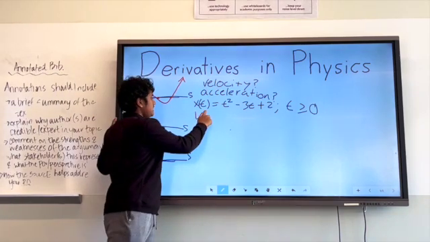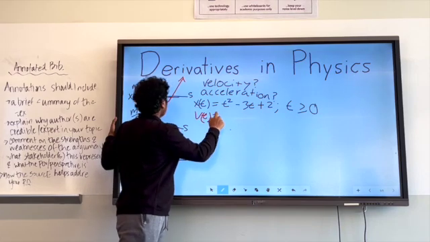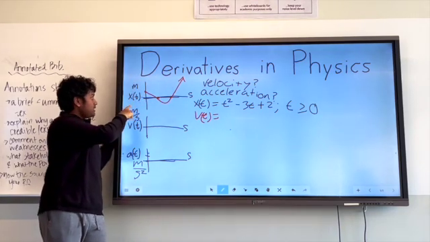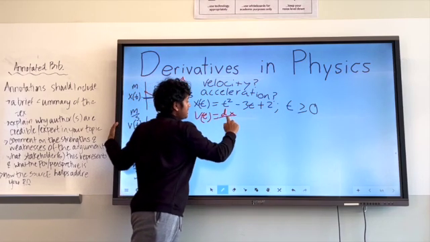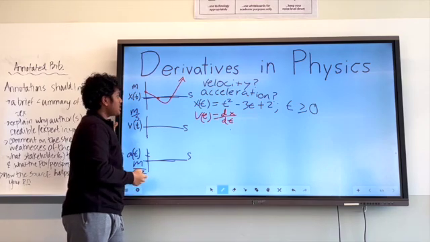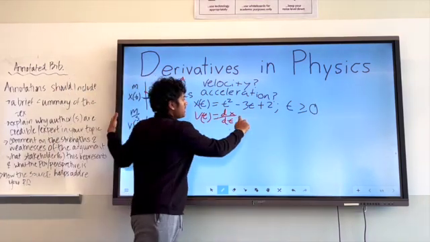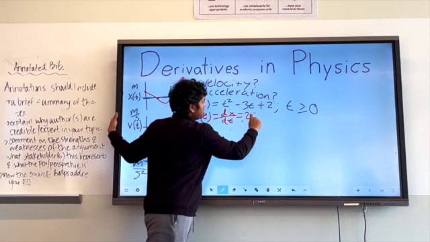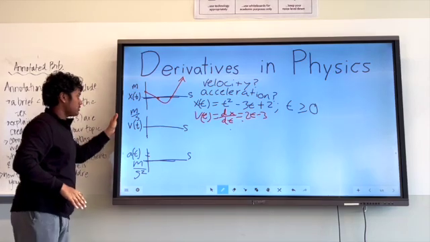So v of t, which is going to be velocity, is going to be the derivative of x of t with respect to time. So dx/dt, when you use Leibniz notation. It's very obvious. So the derivative is 2t minus 3, and you just do that using the power rule.